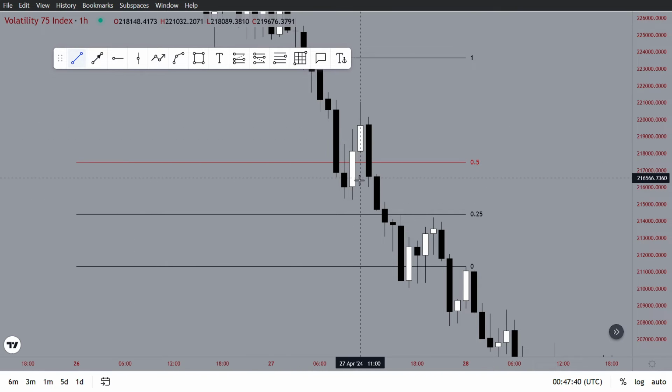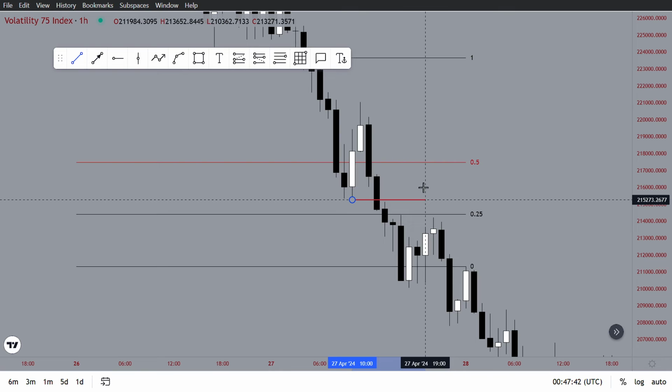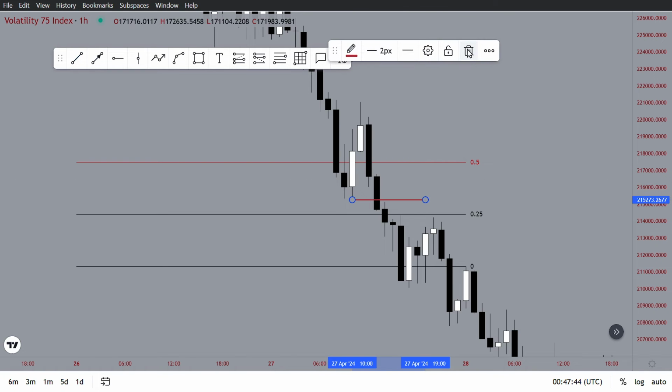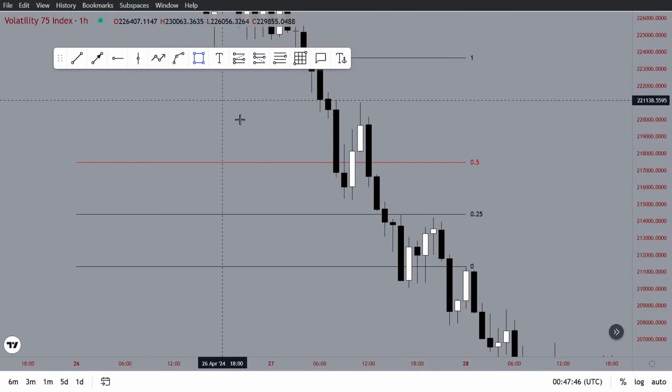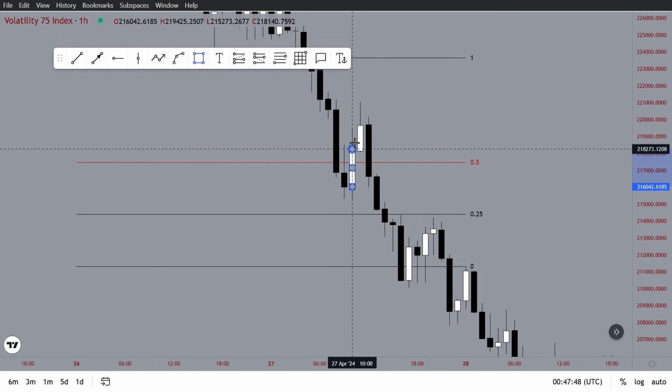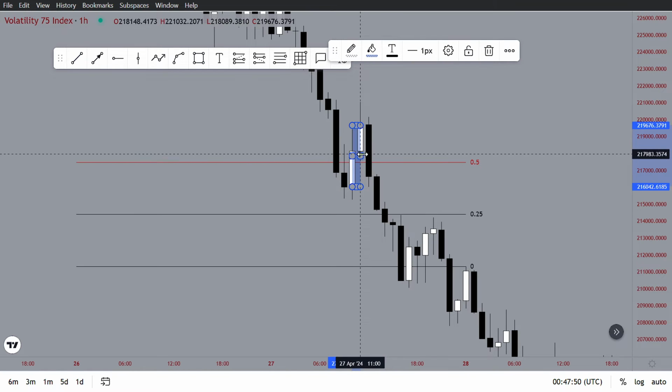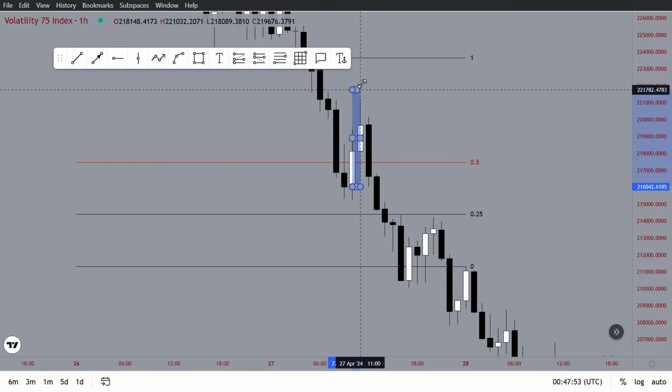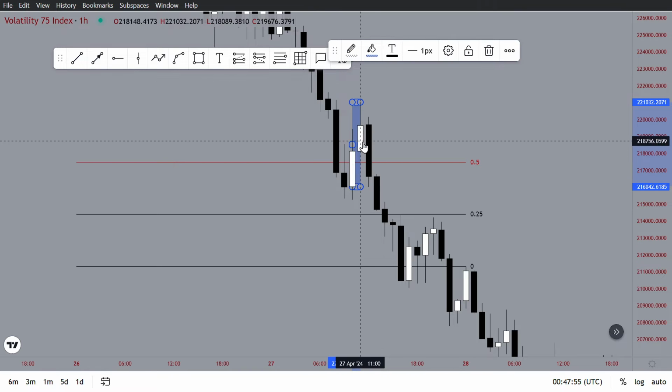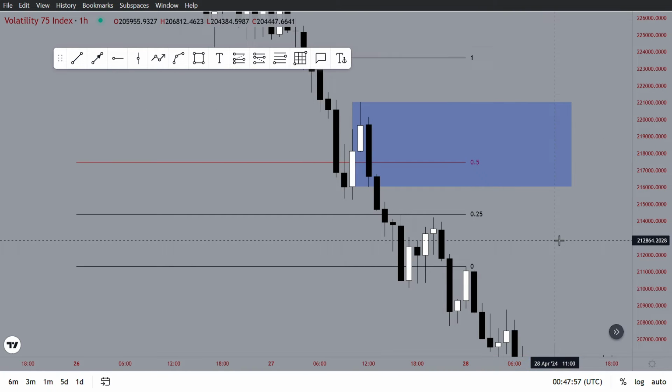These 2 up close candles are your order block. Okay, we didn't test it. So I'm going to mark those 2 up close candles. I'll mark from body to body. You can mark from body to high as well. And let's extend it all the way to the right.